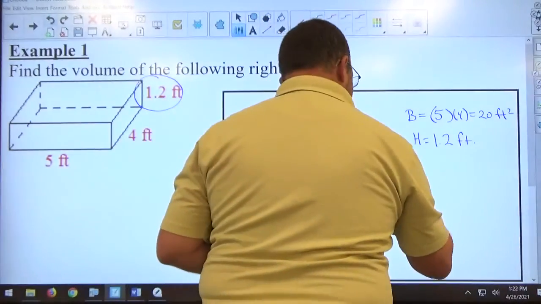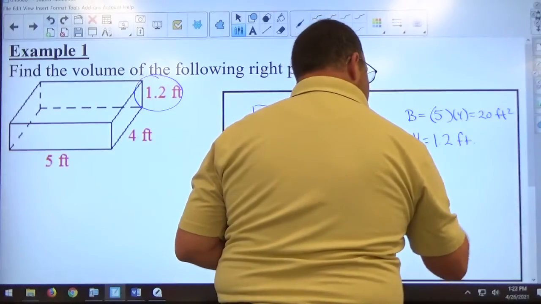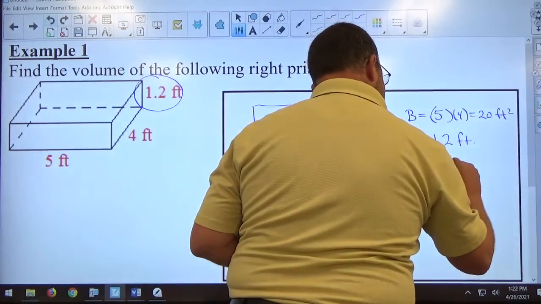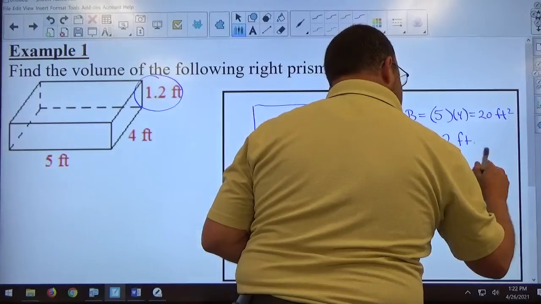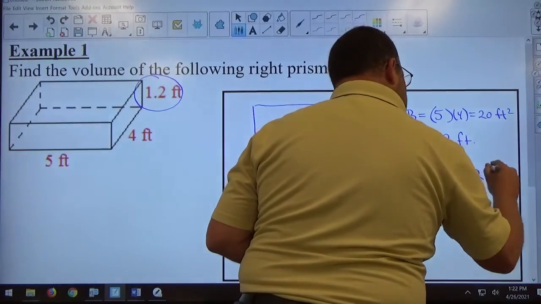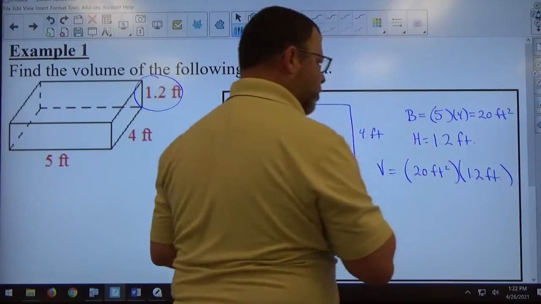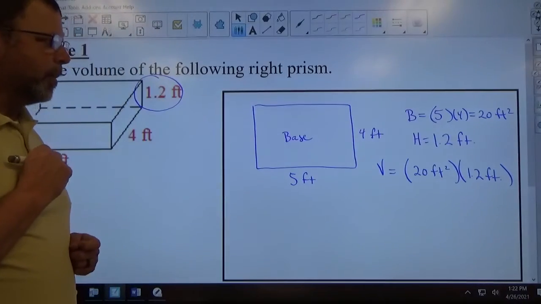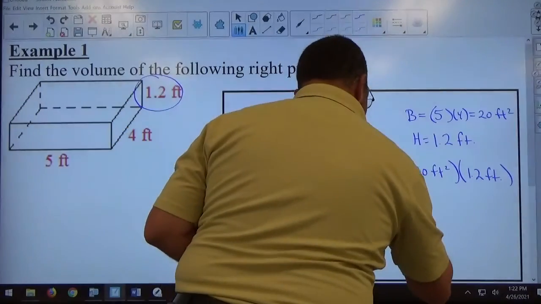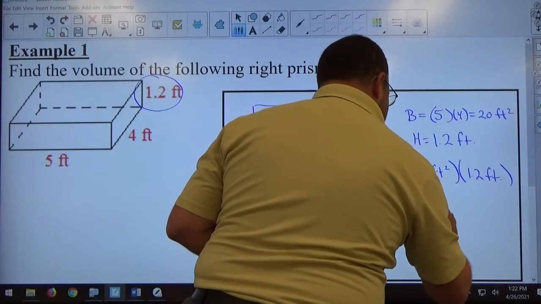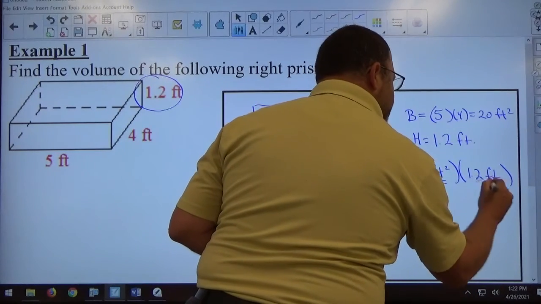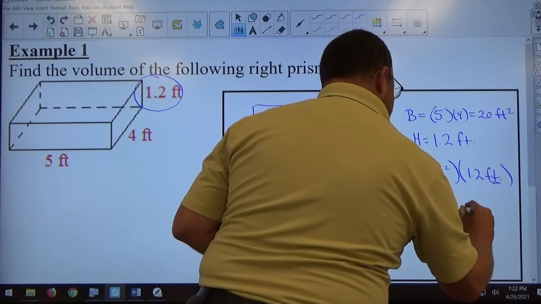The volume equals B times H. Then you simply multiply the numbers together. 20 times 1.2 is 24. Feet squared times feet to the first makes feet to the third power.